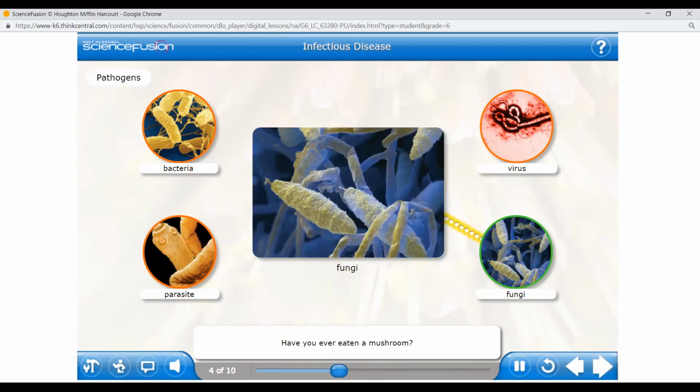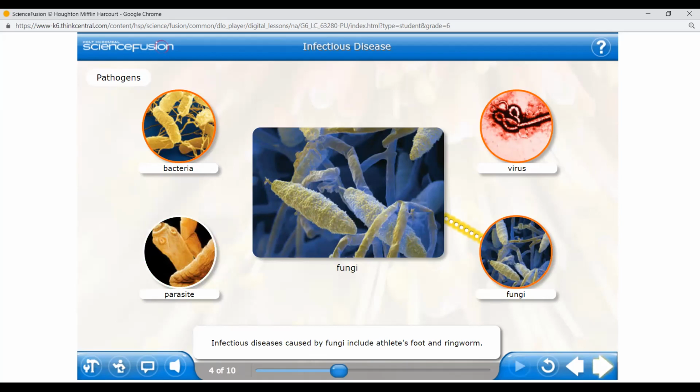A mushroom is something useful, not a fungus that causes harm to you. Most fungi are harmless and are even beneficial to the environment, as they help to break down dead plants and animals into materials that other organisms can use. However, some fungi are pathogens. Infectious diseases caused by fungi include athlete's foot and ringworm.